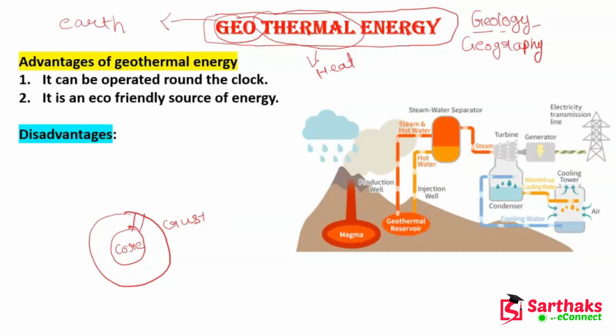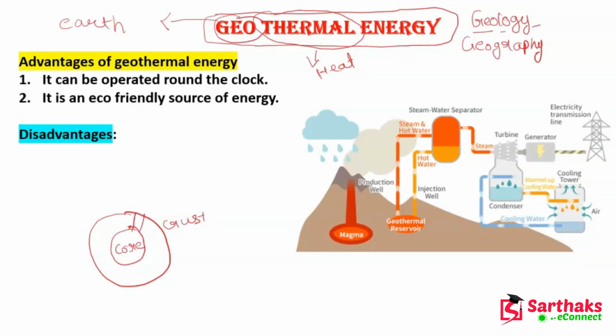We can use this heat energy to boil the water and convert it into steam. And I told you that this steam can make the turbine rotate, and when the turbine rotates, electricity is generated. Getting my point? So let us see.